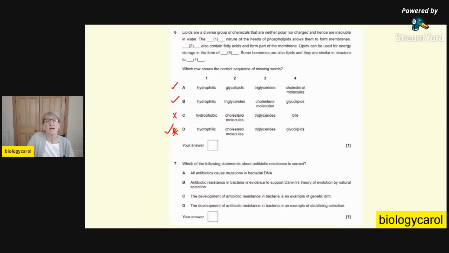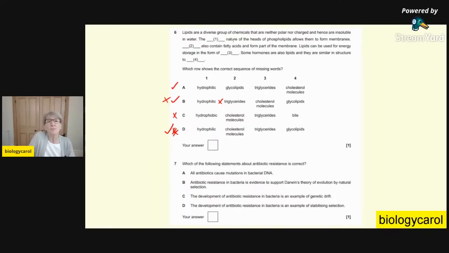It certainly isn't C. That allows them to form membranes. Something also contain fatty acids and form part of the membrane. So it's not triglycerides because triglycerides do not form part of the membrane. Triglycerides are your fats and oils that are in your kitchen cupboards, in your foods. They do not form part of the membrane. So I'm now taking out B. I'm now down to A and D.